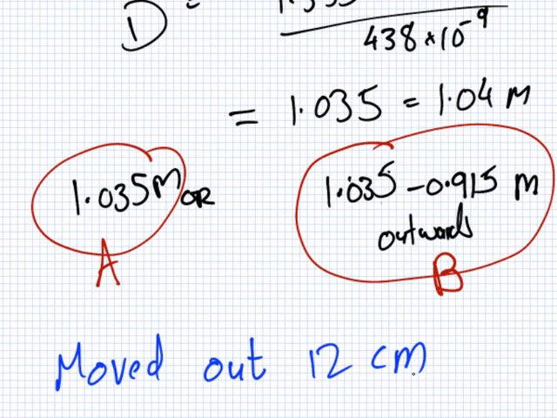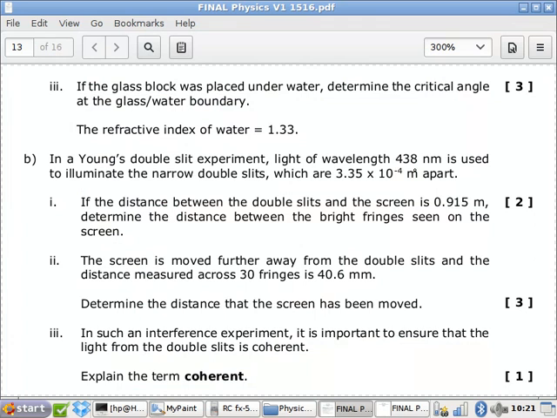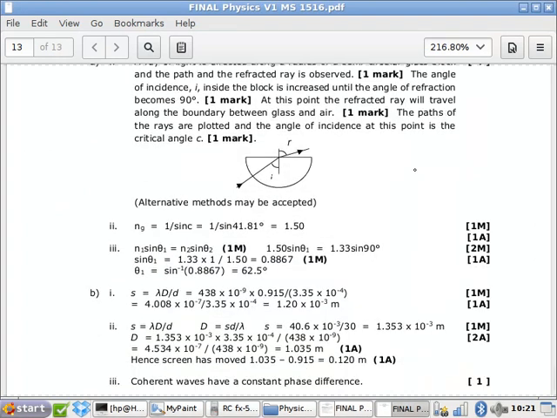Moved out 12 centimeters. Yeah, how can we know it is moving out of this? Because this number was bigger than this number to begin with. Let's actually see what the answers say.